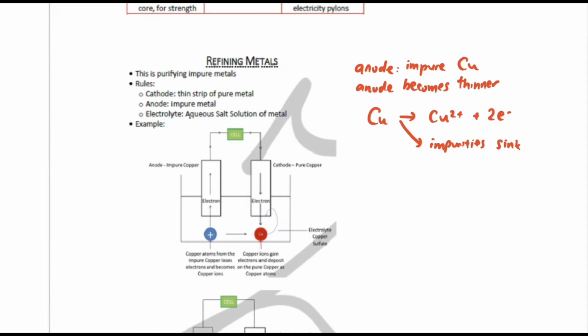So the electrolyte is an aqueous salt solution of the metal. So that means if you are using copper, then this one must have copper also. So we use copper(II) sulfate. Okay, now let's see the information here.